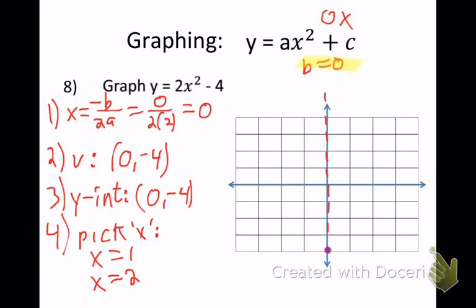If I plug 1 in, I get 1 squared, which is 1, times 2 is 2. 2 minus 4 is negative 2. So I get 1, negative 2. Plot the reflection. And then I plug in 2. 2 squared is 4. 4 times 2 is 8, minus 4, so I get the coordinate 2, 4.